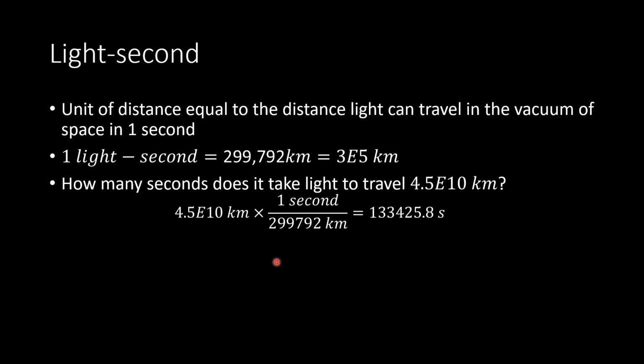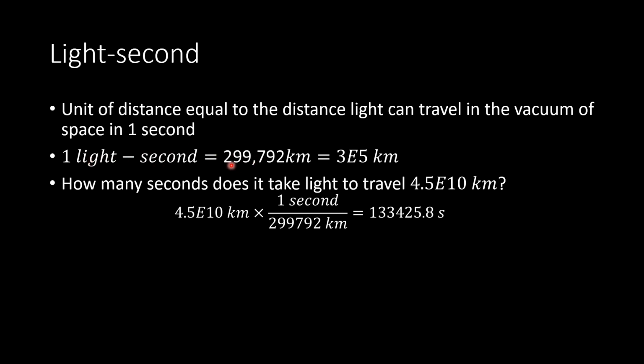So now we're going to move on to learning about 2 more units of distance, one that you probably covered in class already, and then this one here, the light second, which doesn't come up as much in class, but it is also quite useful. So a light second is just what it sounds like. It's the unit of distance equal to the distance light can travel in the vacuum of space in 1 second. So how far light travels in 1 second.